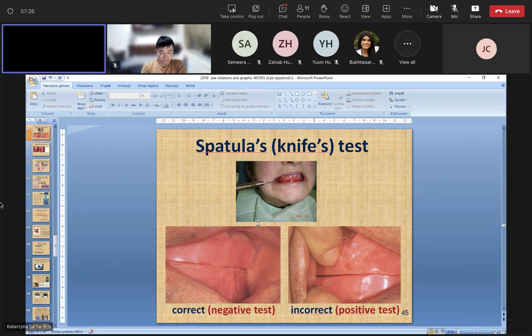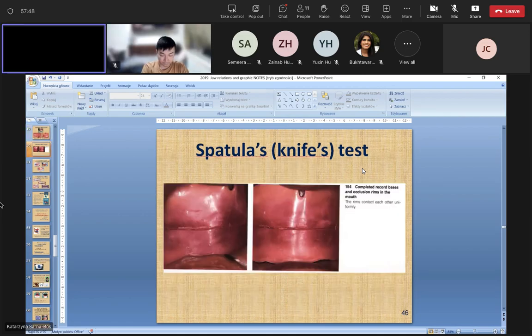So what we should do in such a case, we need to add some wax to the lower rim, just to have the negative test, when it is impossible to put the knife between these two rims, which are connected together. So again, the spatula knife test: the rims contact each other, they should contact uniformly. Okay.